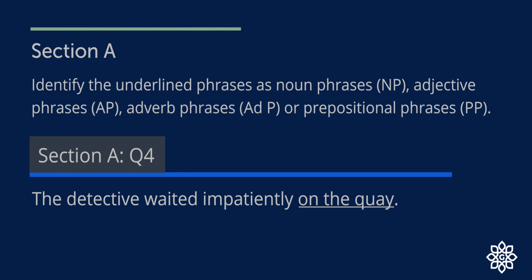Question number 4. The detective waited impatiently on the quay. So quay is the place where you tie the boats. So it tells us about the place. So this is an adverb phrase.